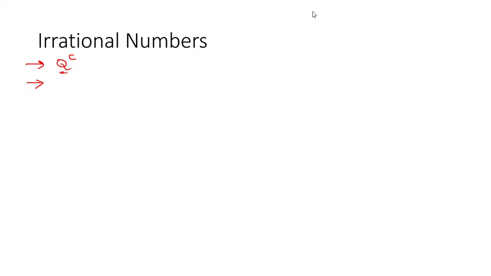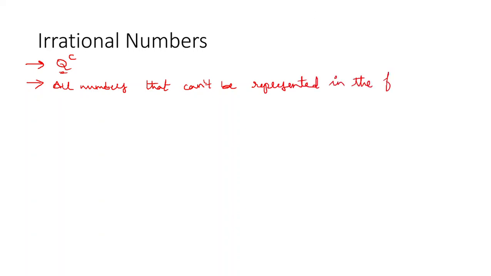So what exactly are these irrational numbers? These are all numbers that cannot be represented in the form a by b. Numbers that cannot be represented in the form a by b are irrational numbers.